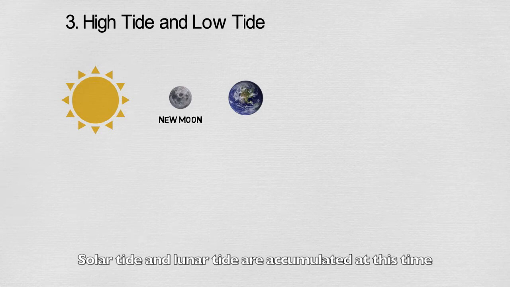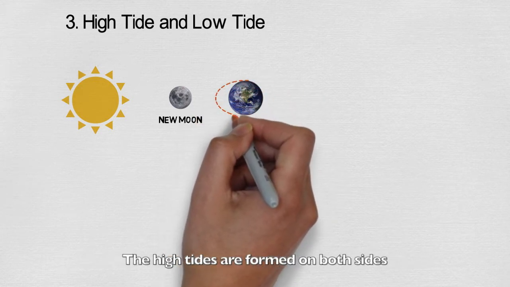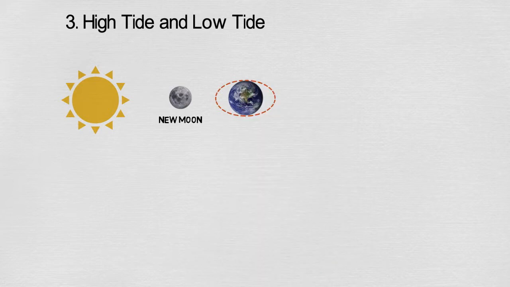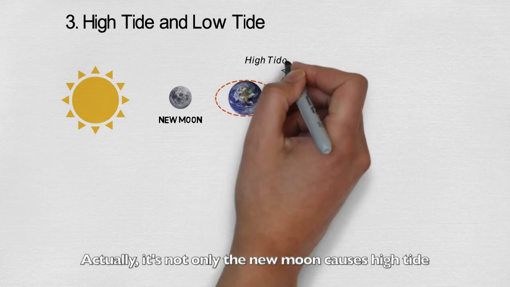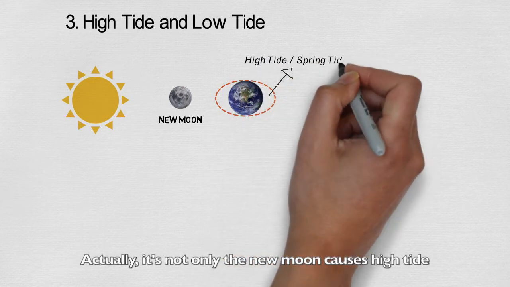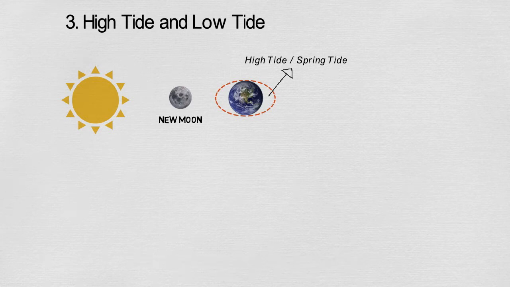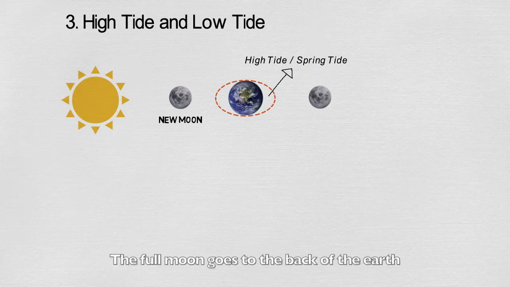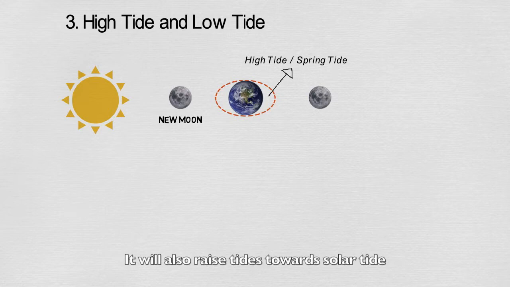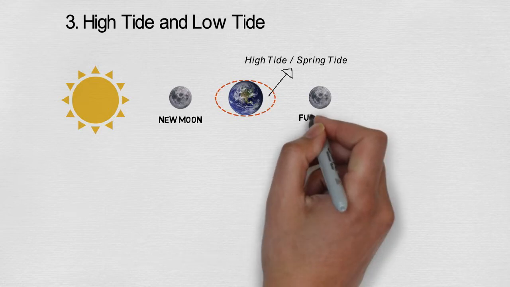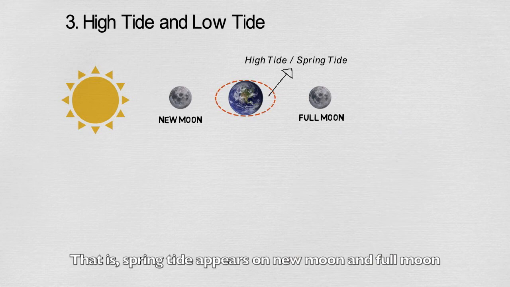Solar tide and lunar tide are accumulated at this time, and the high tide are found on both sides. This high tide is also called spring tide. Actually, it's not only the new moon causes high tide, the full moon has the same effects. The full moon goes to the back of the earth. It will also rise tides towards solar tide. That is, spring tide appears on new moon and full moon.